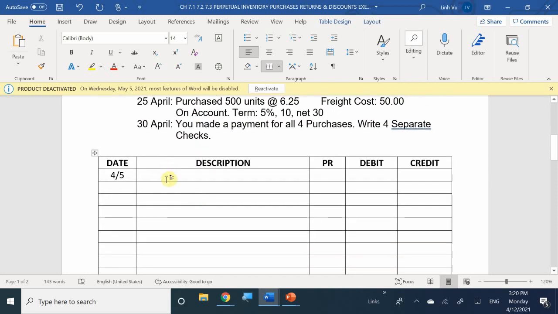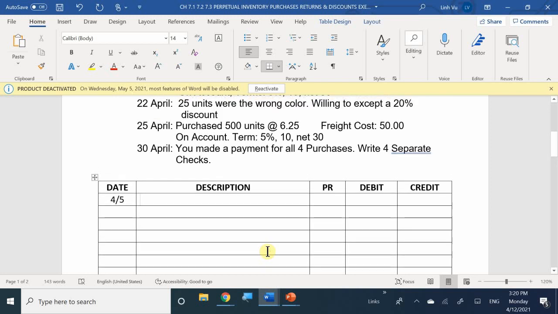So I would debit inventory for 5,100, and accounts payable would be credited for 5,100. Inventory, right? Because I wasn't specific about the items I purchased. And we're going to put it on accounts payable. You said 5,100, correct? Yes. So here we're including everything into inventory.